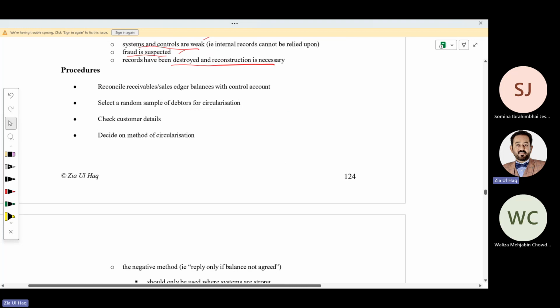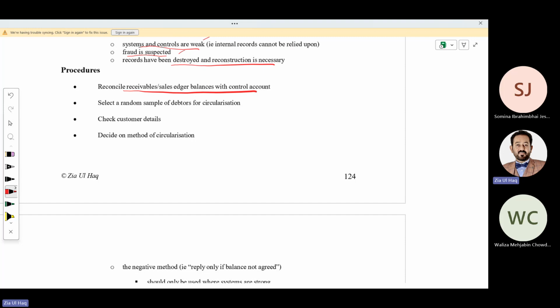What are the procedures for circularization? How can we perform circularization? Before performing circularization, meaning confirming balance from the customer, we need to reconcile the receivable ledger with the control account. Just to make sure the balance we are going to confirm is accurate, meaning there is no posting error in that balance. If the balance we are taking from the ledger is inaccurate due to a posting error, obviously the customer will not confirm that balance. So we need to make sure the balance we are going to confirm is accurate. How can we verify? By comparing the receivable ledger with the control account to identify any posting error.